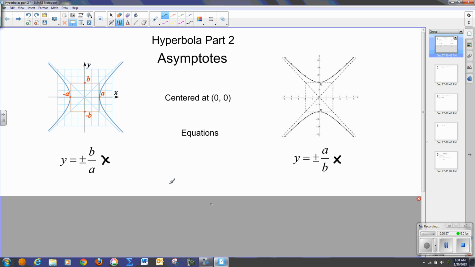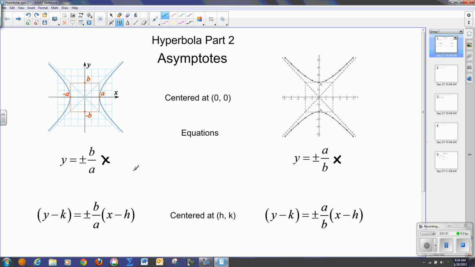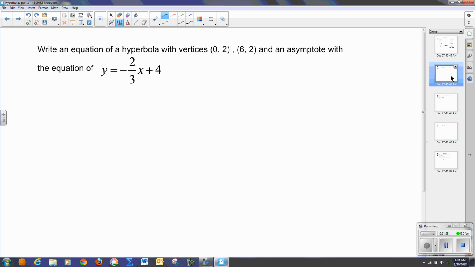If we were to do a translation on this, and we know that when we translate, we have this h, k idea. So this is a translation. Then all we have to do is add h and k into our x and y's respectively, and we have these equations of our asymptotes. And it's fine if you leave it like that. We don't have to distribute through and get y by itself. I'm okay with that. So let's move to the next section.